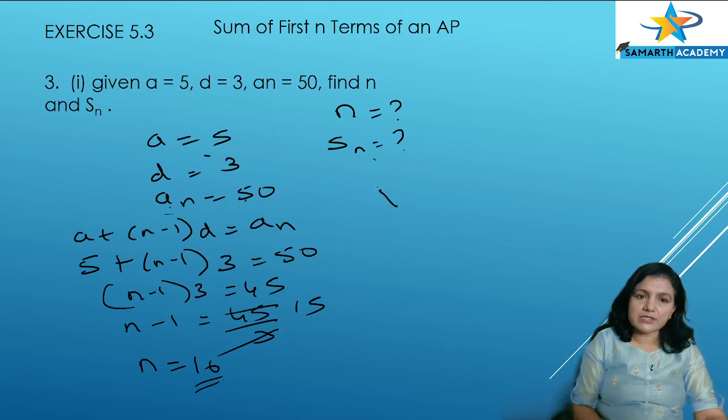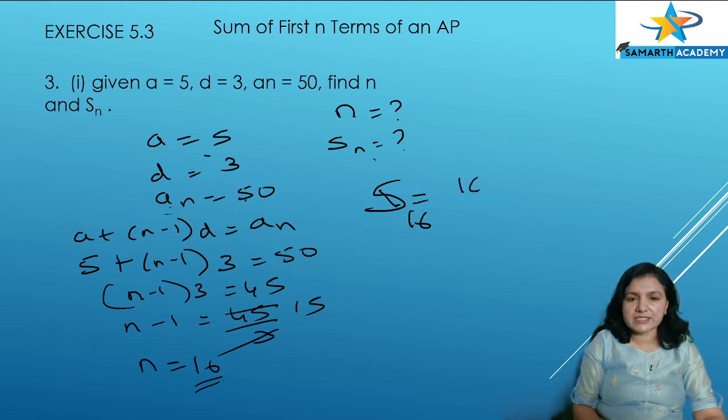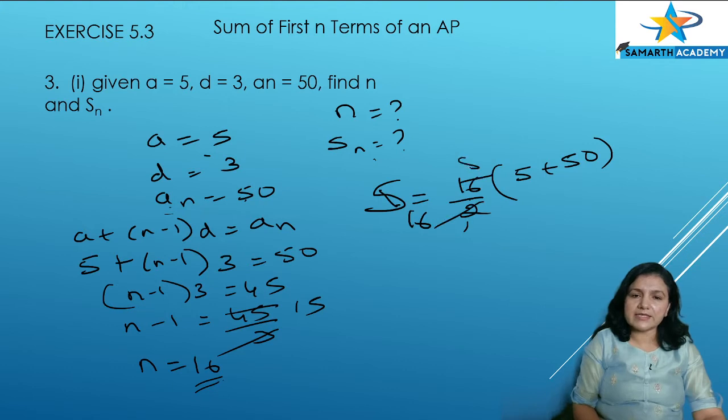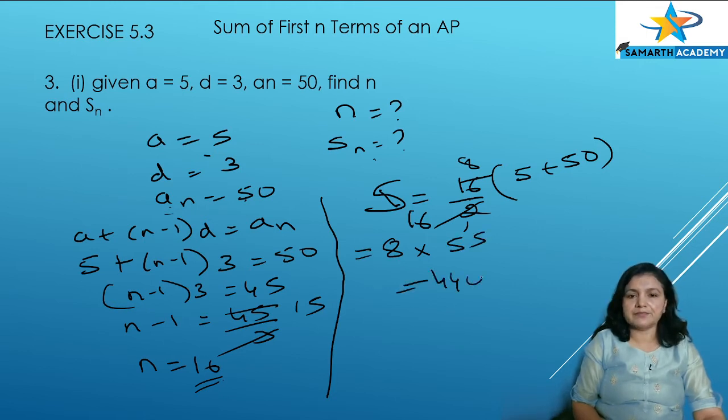Let's figure out what is the sum of 16 terms. S16 is equal to 16 by 2, first term plus last term. That is, first term is 5 and the last term is 50. So 2 eights are 16, 8 into 55, which is 440, is the answer.